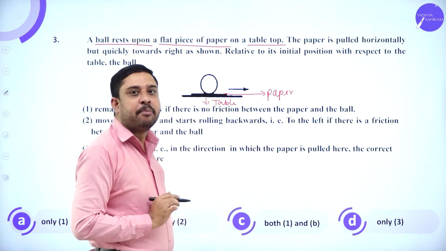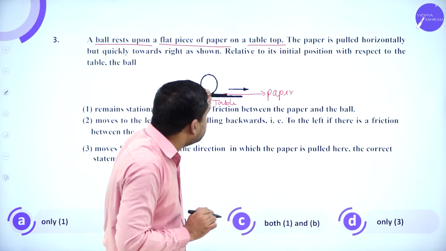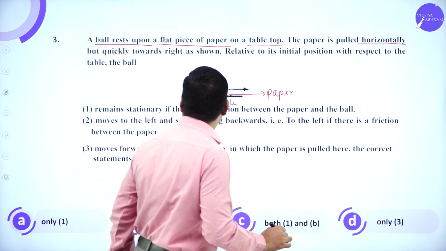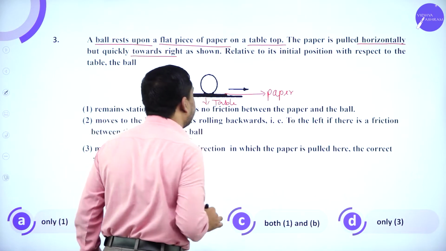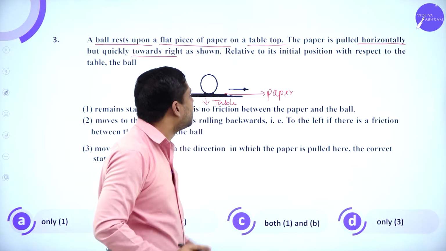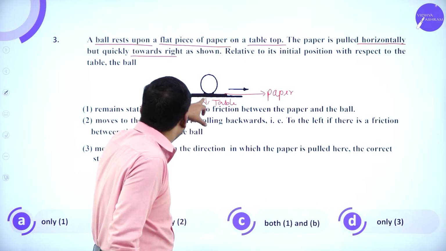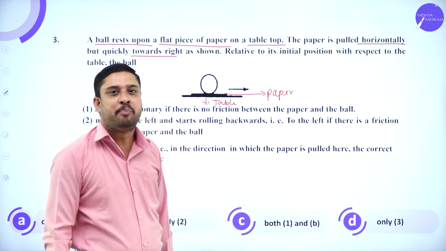On a tabletop, the paper is pulled horizontally but quickly towards the right. Relative to its initial position with respect to the table, what happens to the ball?